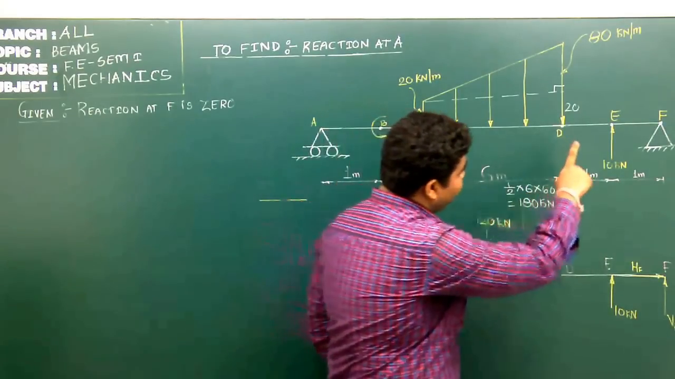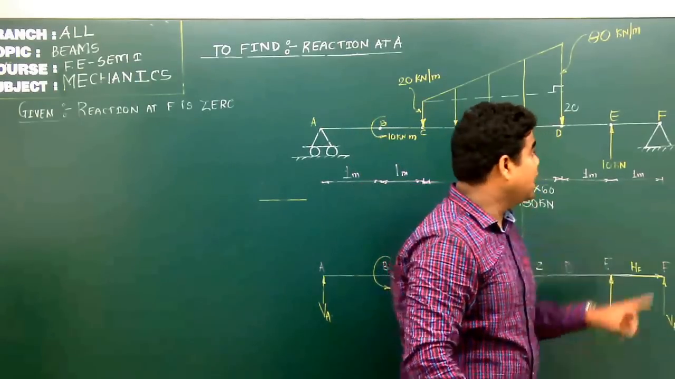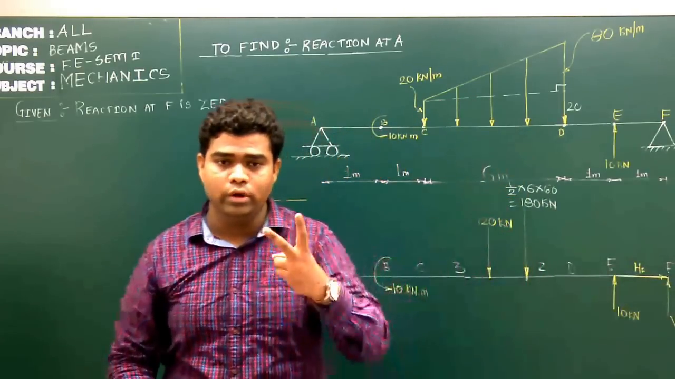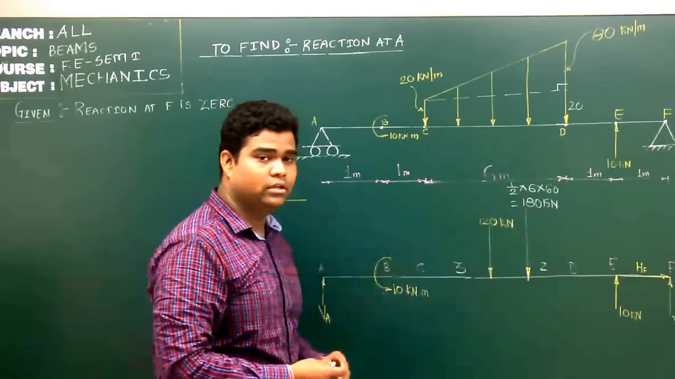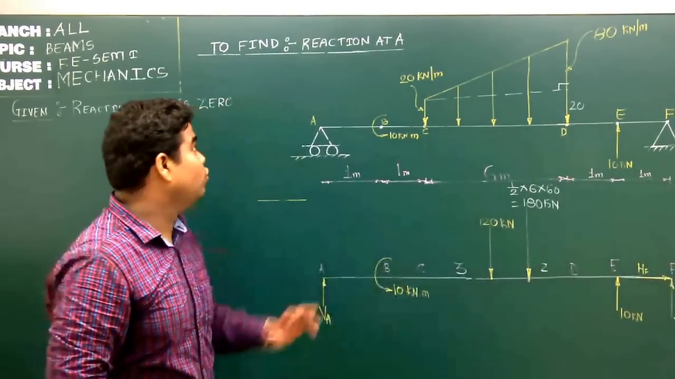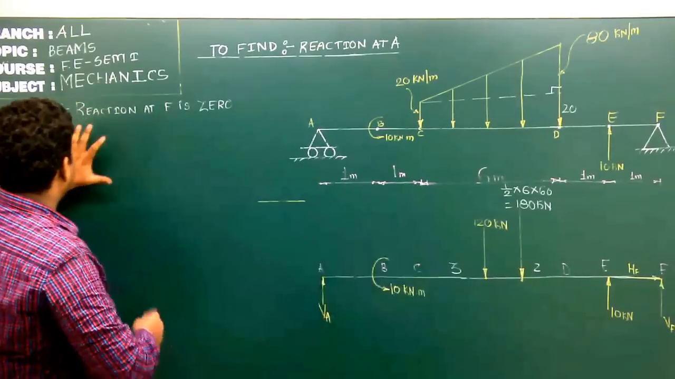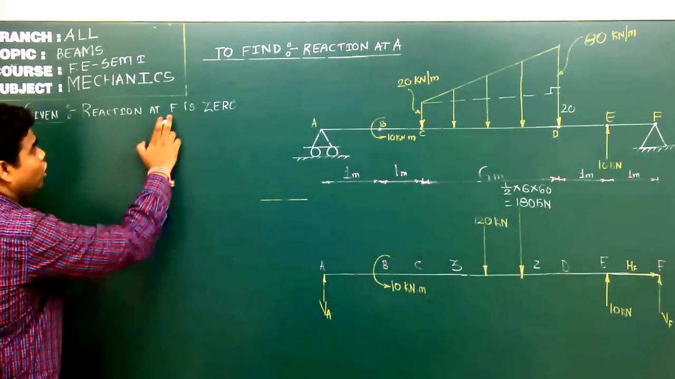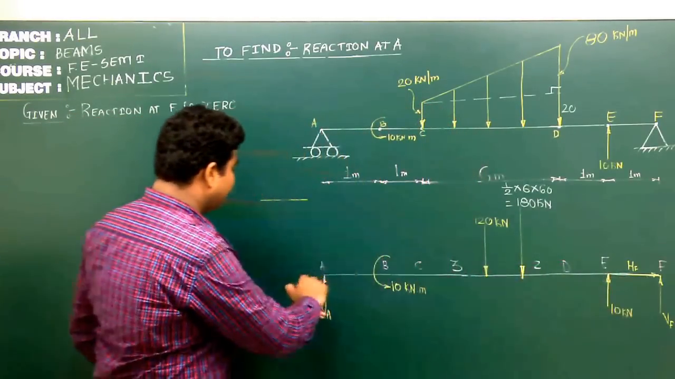At point E, a vertical load is going to act, with a value of 10 kilonewton, and at point F, hinge reactions come. For hinge reactions, we consider two reactions, one vertical and another horizontal. Our aim is to find the reaction at point A. Let's check it out. Given that the reaction at point F is 0, that means all the forces acting at point F are 0. Our target is to find the reaction at A.